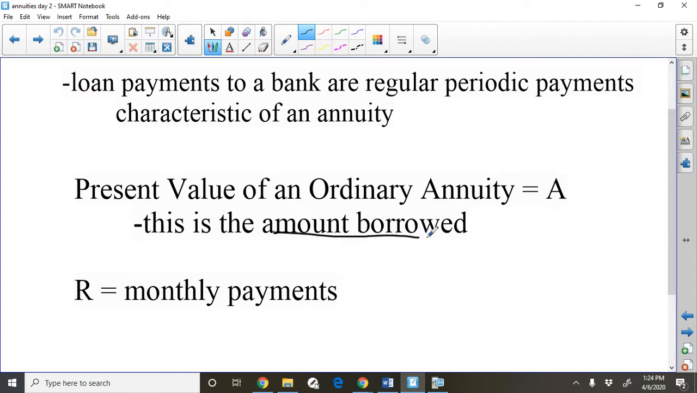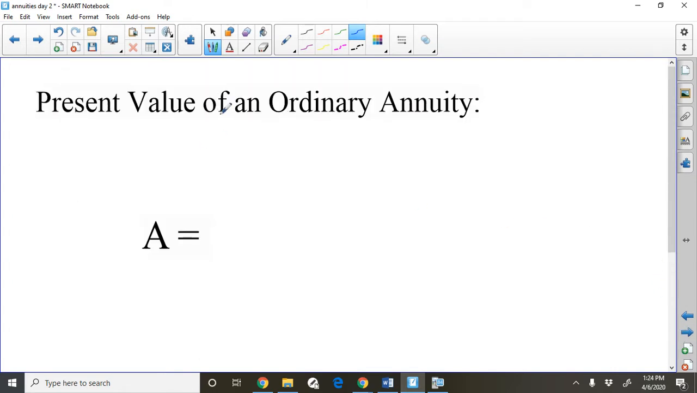This is the amount borrowed. At the present, when you make the loan and you take out that loan or you take out the mortgage as you buy your house, that is the amount you owe. Capital R is once again monthly payments, and you're going to see lowercase r for rate and n for compounding periods in these formulas as well. The formula for present value of an ordinary annuity is similar to the one that we saw yesterday, only here the values should be going down over time instead of going up.